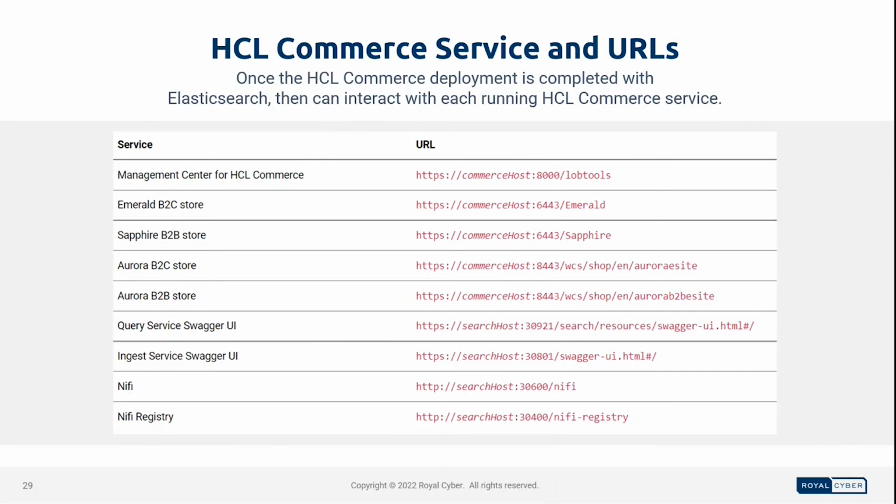Once we successfully deploy HCL Commerce version 9.1.10 with Elasticsearch, we may interact with each of the services and the URLs. And here, after deployment, we may get two new stores, Sapphire and Emerald. So now it's time to move on to the demo.